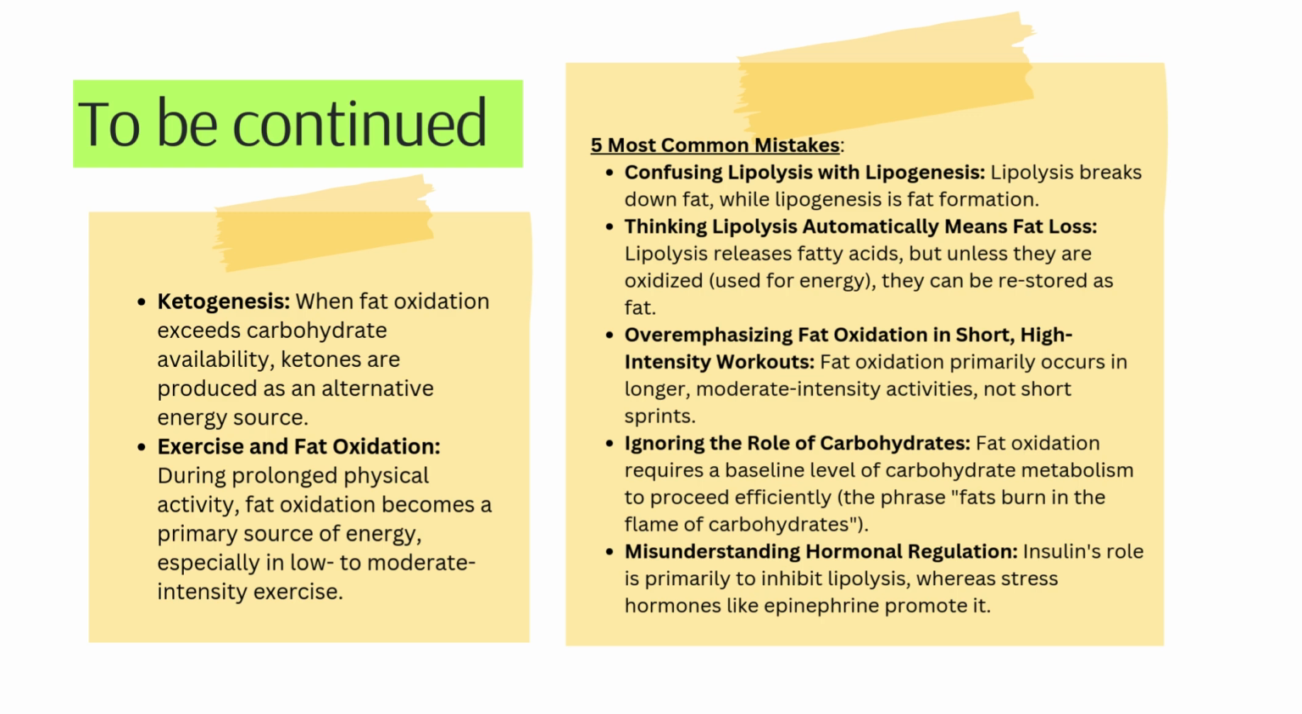As we wrap up, these are my notes for the next time that I'm going to study. So I'm going to talk first about ketogenesis. This is where fat oxidation exceeds carbohydrate availability and ketones are produced as an alternative energy source. This usually happens when we fast. And exercise and fat oxidation. So yeah, I will have to explore how fat oxidation becomes the primary source of energy when we are having low to moderate intensity exercise.